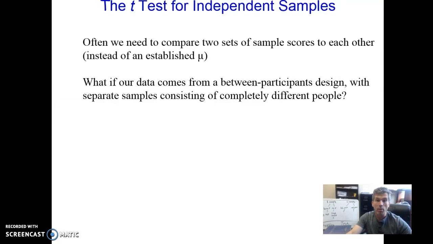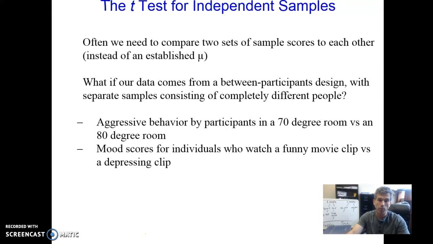But again, remember, between participants, 2 totally different sets of scores. There are different people in each condition. You're randomly assigned to one condition or the other. Like a child either learning to read with an established technique, that's our control group, or a new technique, that's our experimental group. So again, other examples, maybe we want to measure aggressive behavior as a function of heat.